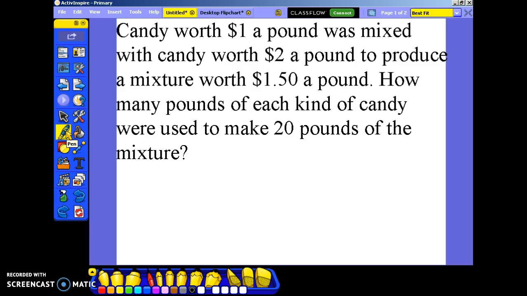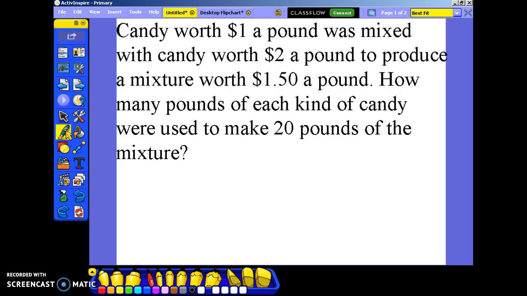Candy worth $1 a pound was mixed with candy worth $2 a pound to produce a mixture worth $1.50 a pound. How many pounds of each kind of candy were used to make 20 pounds of the mixture? We are going to be focusing on word problems with systems of equations. So let's look at this.